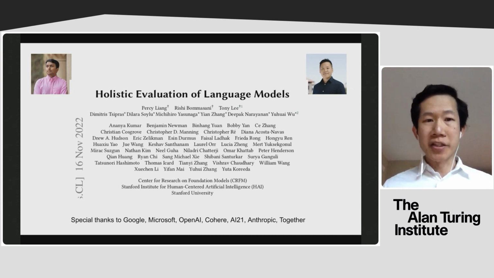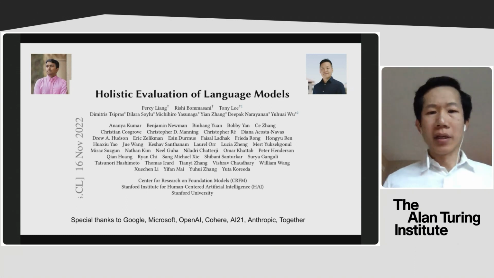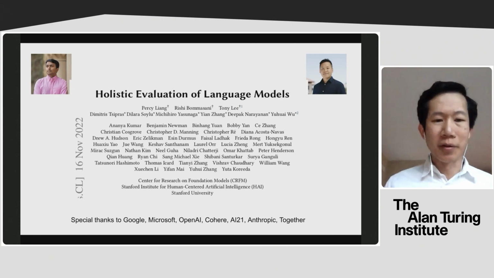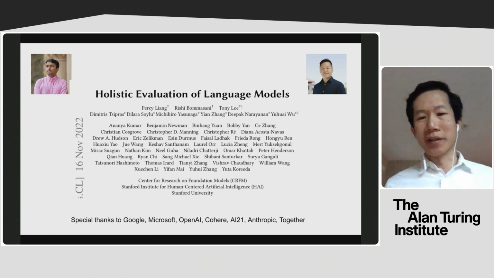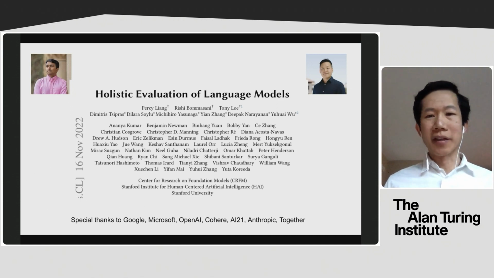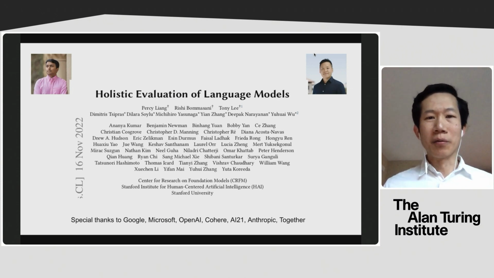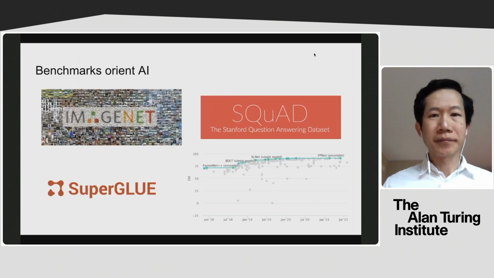So this was a large project by a whole host of people. So at CRFM, we focus on these ambitious, large projects that involve many participants. And in this project, we are also grateful to Google, Microsoft, OpenAI, Cohere, AI21 Labs, Anthropic, and Together for providing credits and compute. And I should mention that the two stars of this project are Rishi Bommasani on the left and Tony Lee, who with me helped drive this project.